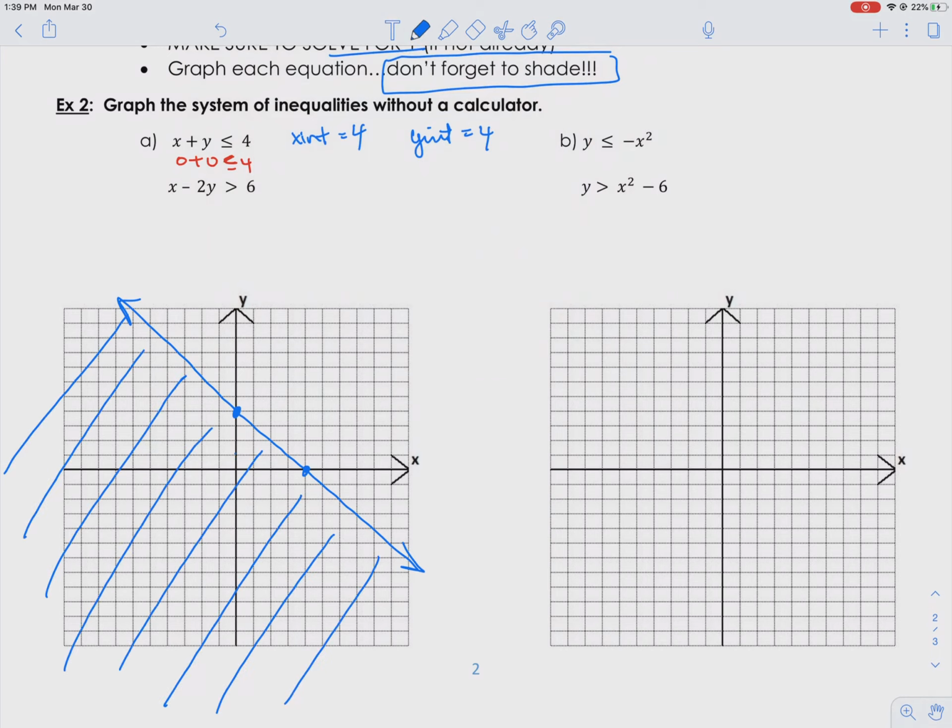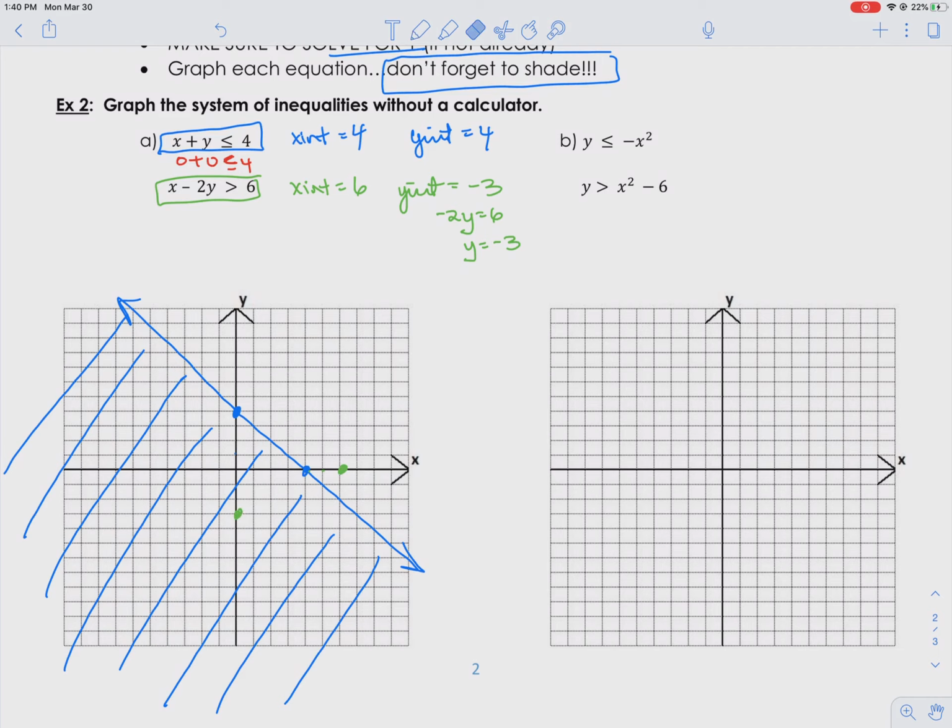All right, so I've done my first one. Now let's do my second one. Let's do it in green. So I'm going to do the same thing. The x-intercept, I'm going to get rid of my y's, so that's just going to be 6. My y-intercept, I'll get rid of my x, so that gives me minus 2y equals 6. So my y is -3. So I would say 1, 2, 3, 4, 5, 6, and -3.